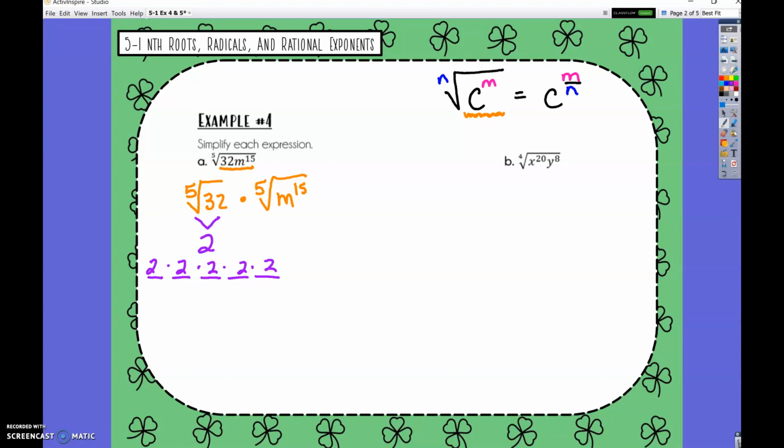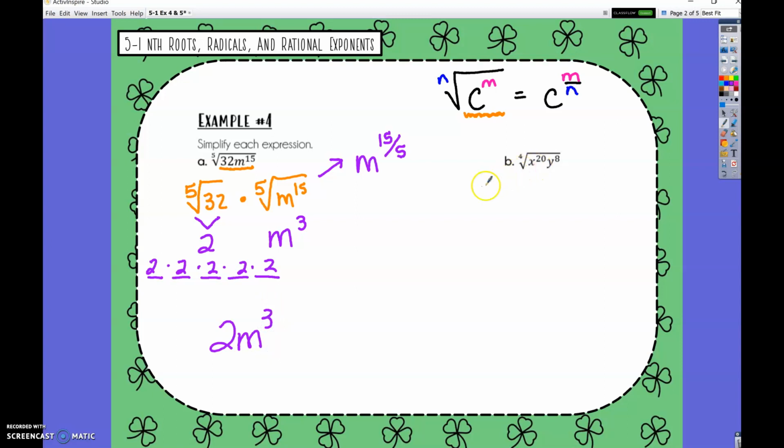Now, when it comes to the 5th root of m to the 15th, it might be helpful to think of it as m to the 15 over 5. The power is your numerator, and the root is your denominator. We can reduce 15 over 5 to m to the 3rd. Therefore, our final answer for example 4, part A, is 2m to the 3rd.